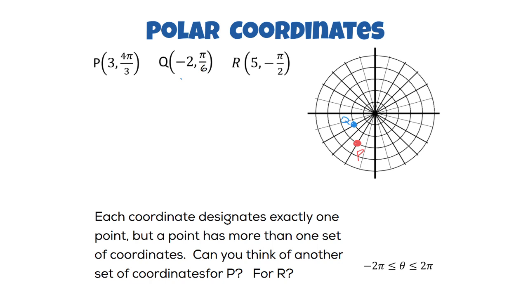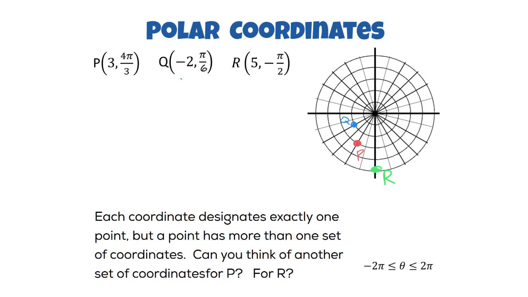All right, let's try one more. This last one has a radius of 5, so I'm going to be on the 5th ring out, but the angle is a negative angle. Remember, that means you go backwards through your unit circle. Negative pi over 2 would land right here. So that's where my R value is, and so I'll put R right here. Okay, so those are the 3 points that I've plotted.